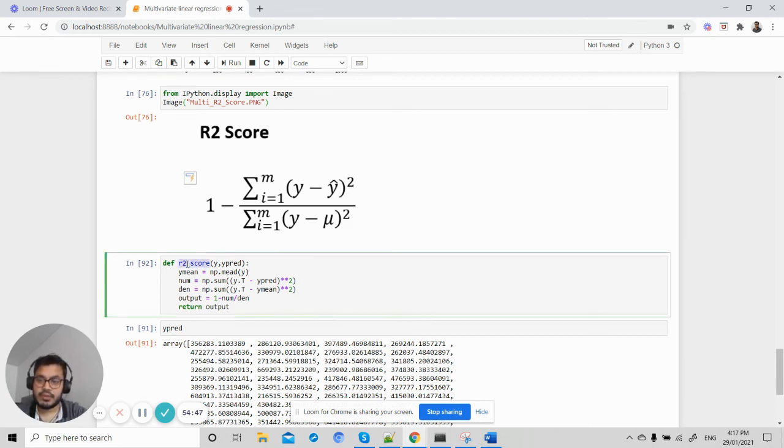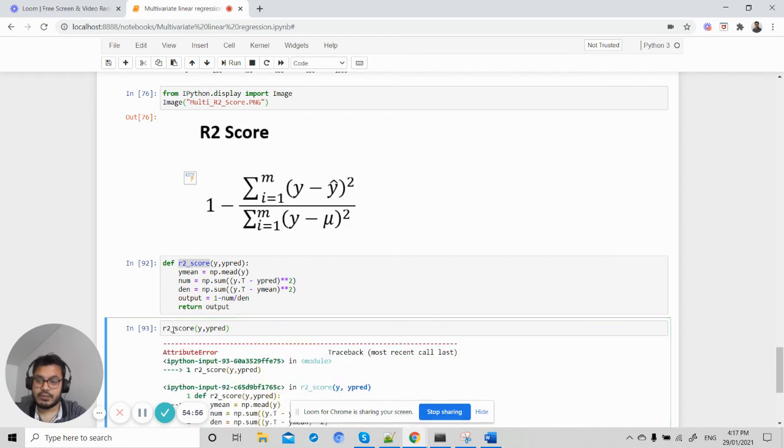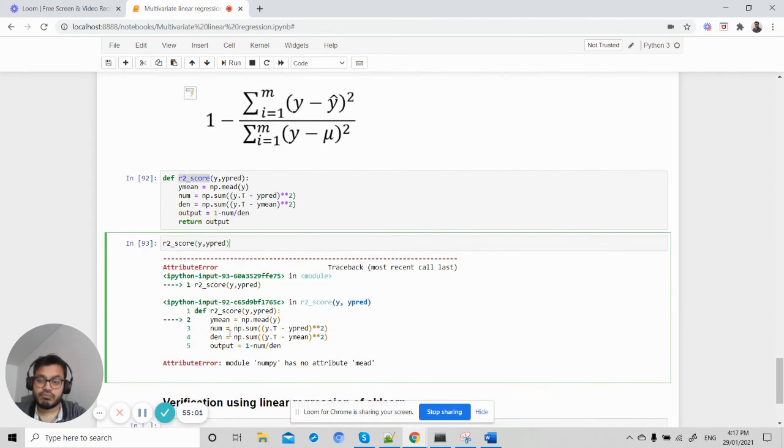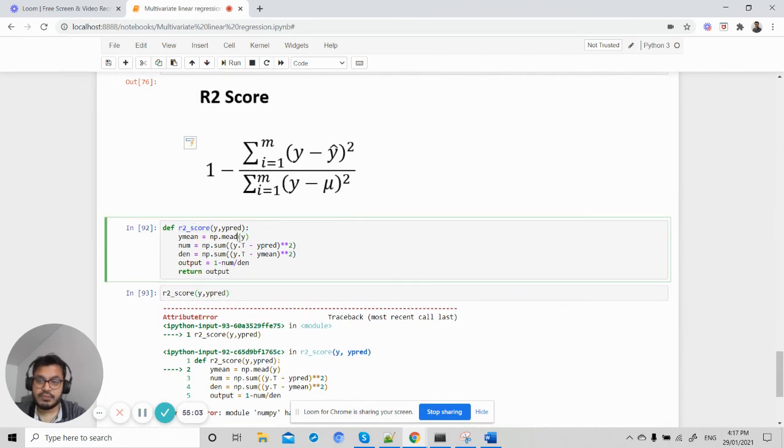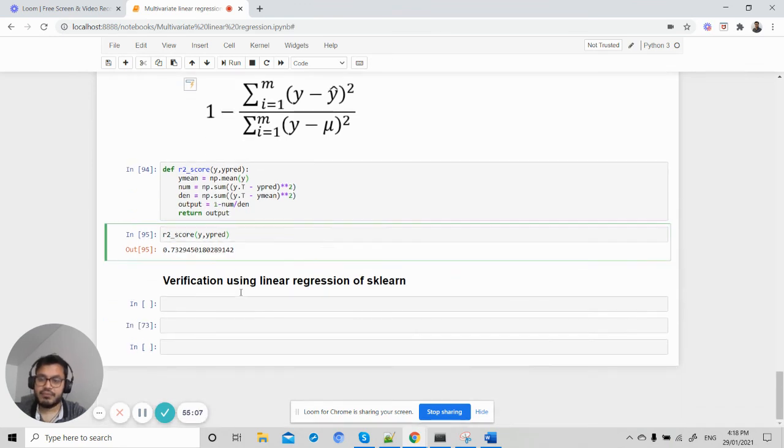So let's calculate our score. How much accuracy do we have in our model? Y comma y. So this is mean. Sorry, typo. Okay, so we have 73% accuracy while implementing this function. We got our score of 73%, 73.2945.